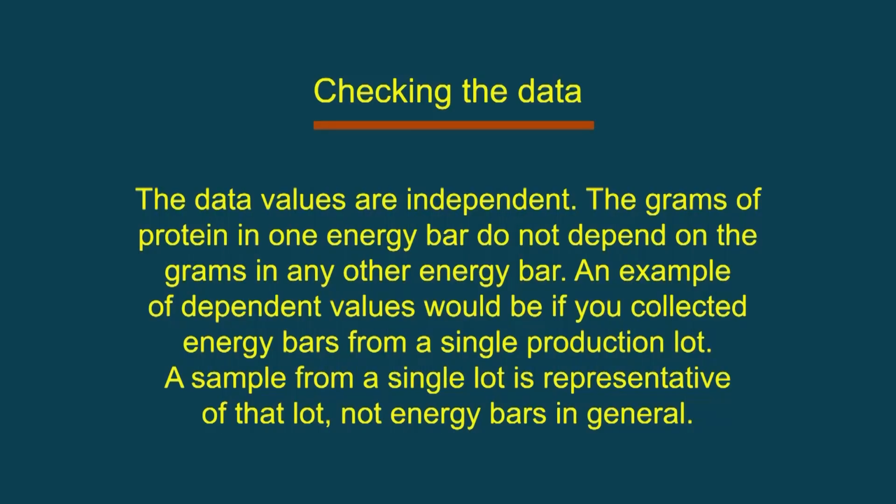First, before going into the t-test, we have to check the data, whether we can perform the t-test on the basis of this data set. Here the data values are independent. The grams of protein in one energy bar do not depend on the other. An example of dependent values would be if you collected energy bars from a single production lot. But here we have collected the bars from different stores, as we have mentioned in the question. A sample from a single lot is representative of that lot, not the energy bars in general. So here we have independent observations.